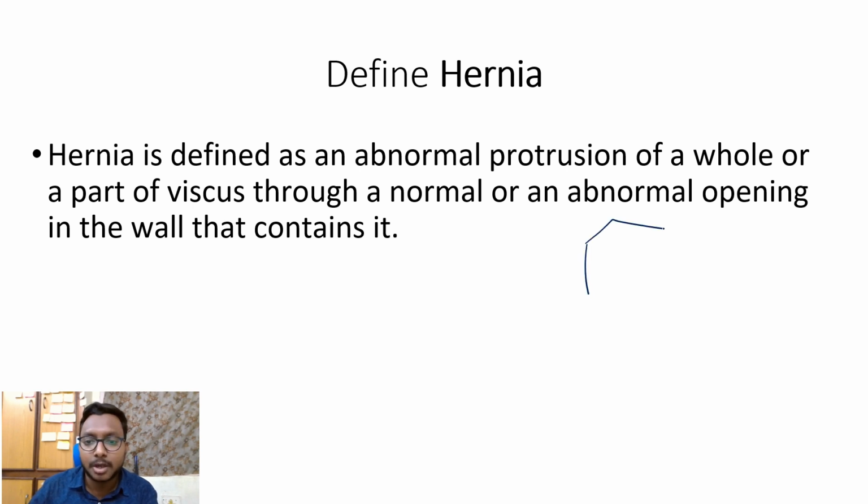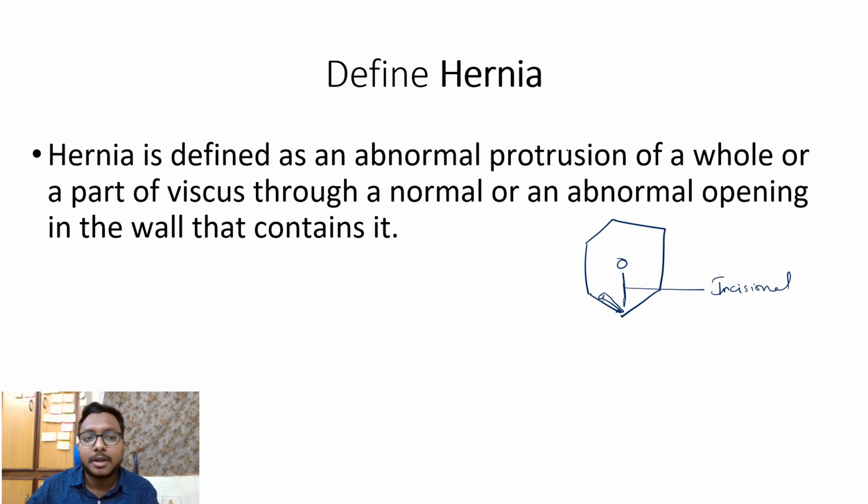I'll just try to make it simple, how to remember it easily. Let's say, for example, this is the abdominal cavity we are talking about, and this is the umbilicus, and your deep ring as well as superficial ring is present. This is a normal opening. Let's say a patient has been operated previously, and this is the incision. If hernia occurs through that incision, it is called incisional hernia.